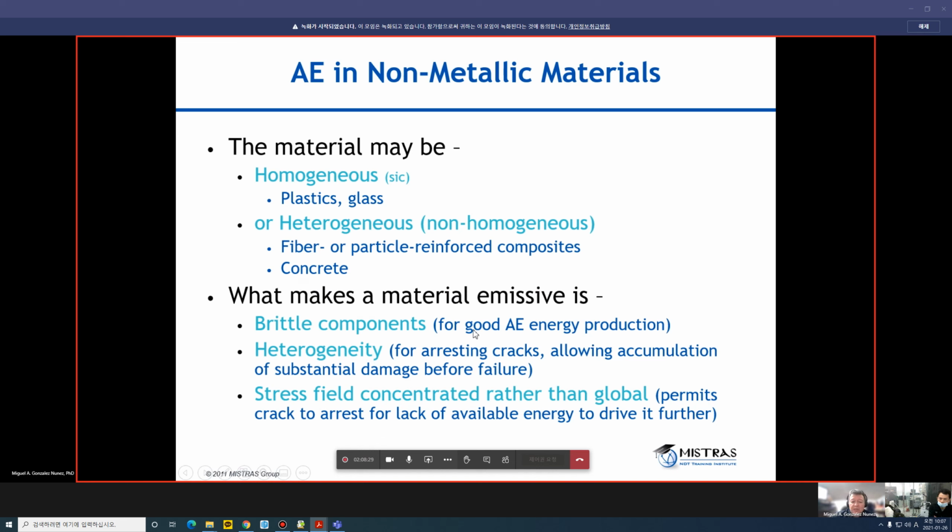What makes a material emissive is that they can contain brittle components. These are good for acoustic emission energy production. The heterogeneity helps in arresting cracks, allowing accumulation of substantial damage before failure, and also the stress field is concentrated rather than global. This permits a crack to arrest for lack of available energy to drive it further.